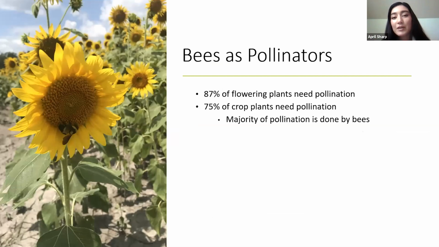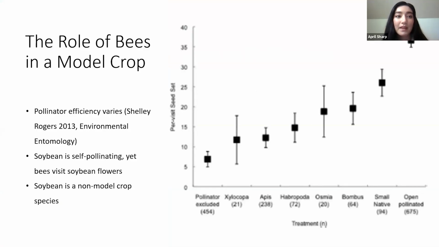So bees are very important pollinators. 87% of flowering plants require pollination, and 75% of crop plants require pollination, the majority of which is done by bees. So the pollinator efficiency of different species of bees varies. This graph from a study from Shelley Rogers demonstrates that. She compared the pollinating efficiencies of some different species of bees and their pollination of blueberries.